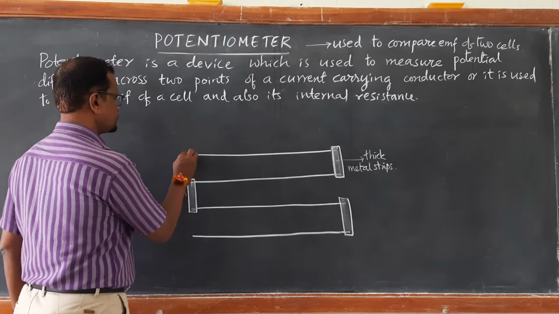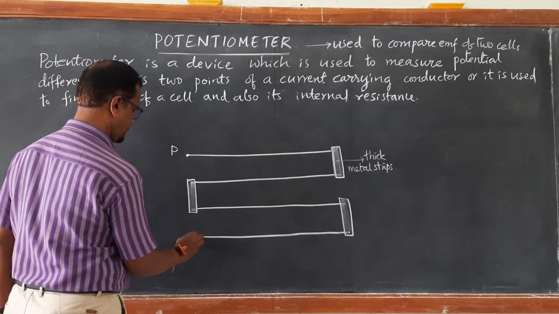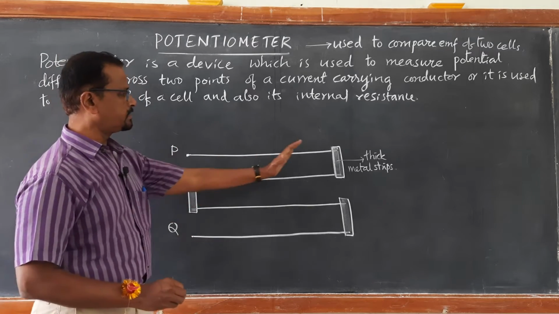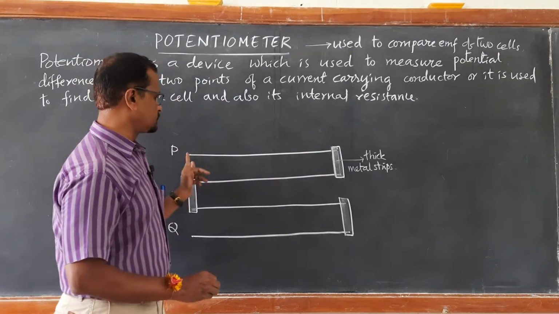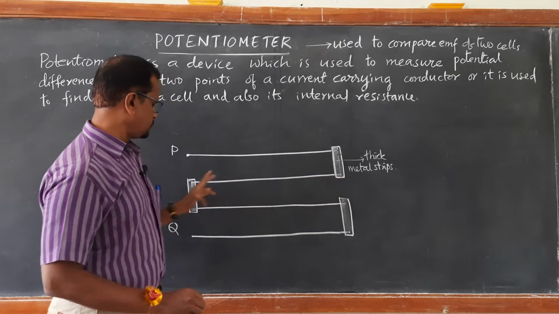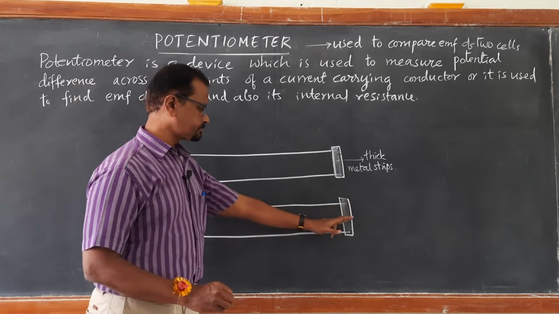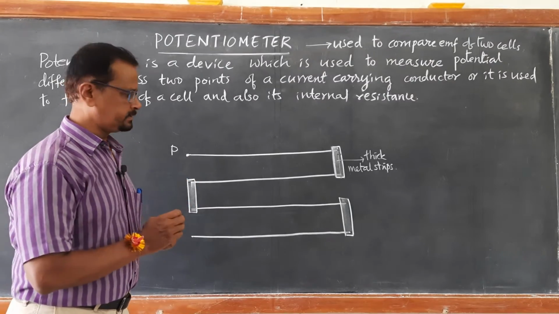And this end, if you take it as P, the other end is taken as Q. So the total length of the wire in this potentiometer is 4 meter: 0 to 100 centimeter, 100 to 200 centimeter, 200 to 300 centimeter, 300 to 400 centimeter, that is the 4 meter wire.